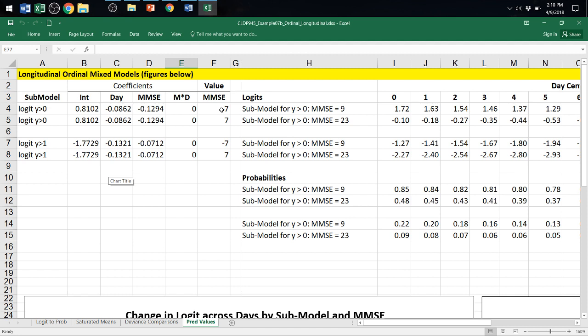So I picked ±1 standard deviation to plot. A high score was 23, a low score was 9. That's somewhat arbitrary. I then wrote out an equation for a predicted outcome, which is fixed intercept plus the slope for day times what day it is, plus the slope for MMSE times MMSE. And in this case, the formula also holds a spot for the interaction term, even though I didn't include it in the model. So these are my predicted logits.